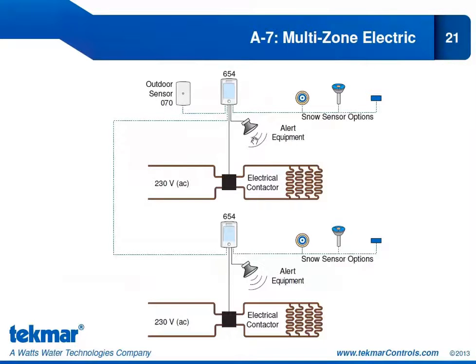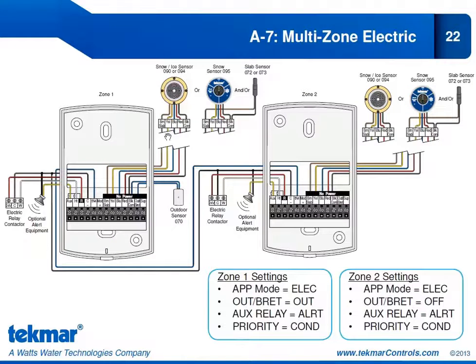Now, because we are not operating any pumps on this system, it's an electric system, we can use our auxiliary relay here to operate an alert device. So that's what we've shown here. Here we have Zone 1 654, and on the other side we have the Zone 2 654. The sensor options are the same for both. We have the snow ice sensor 090 or 094. We have our snow sensor 095 together with the slab sensor 072 or 073, and a third option would be just the slab sensor on its own.